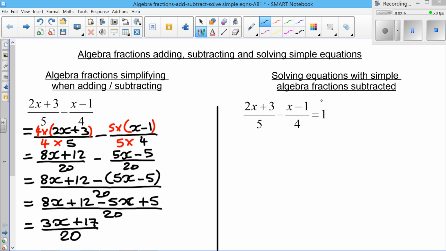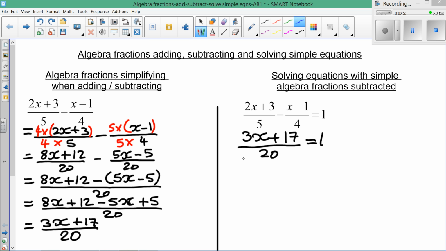On the right hand side I have an equation. In that equation I have the same two fractions subtracted as I have on the left hand side here. If I were to process those two fractions in exactly the same way, I would end up with the 3x plus 17 over 20. So I am going to replace those two fractions subtracted with the 3x plus 17 over 20. So 3x plus 17 over 20, that equals the 1.